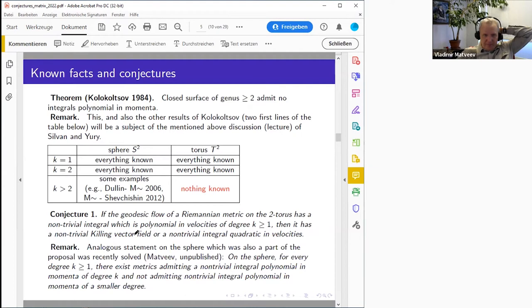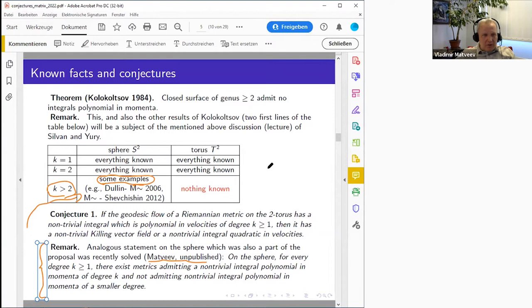A similar problem was also put in the proposal concerning the sphere. The question would be whether one can construct examples for any K, and it is indeed true. It is a recent result of mine, so I did not wait for you, sorry for this. On the sphere, for every degree K, there exists a metric admitting a non-trivial integral polynomial in momenta of degree K and not admitting an integral polynomial of smaller degree. But it's only some examples. It is more or less one series of examples. It formally contains a functional parameter, but still one series of examples. So the complete classification is far out of reach. I don't think it's a topic for this session, but maybe for later.